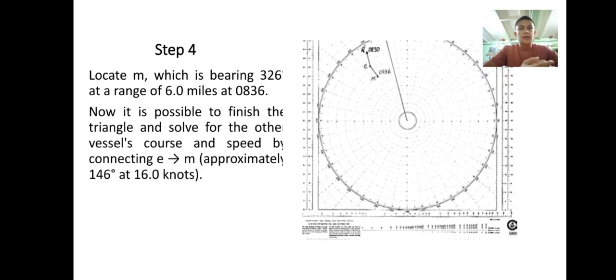Step 4. Locate M, which is the bearing 326 degrees at a range of 6.0 miles at 0836. Now it is possible to finish the triangle and solve for the other vessel's course and speed by connecting E to M. So this is the triangle, which is the ERM.